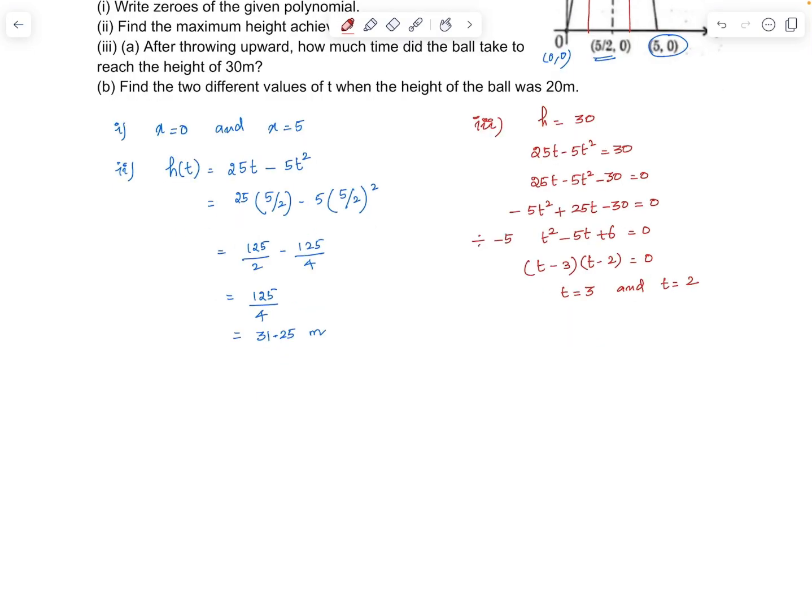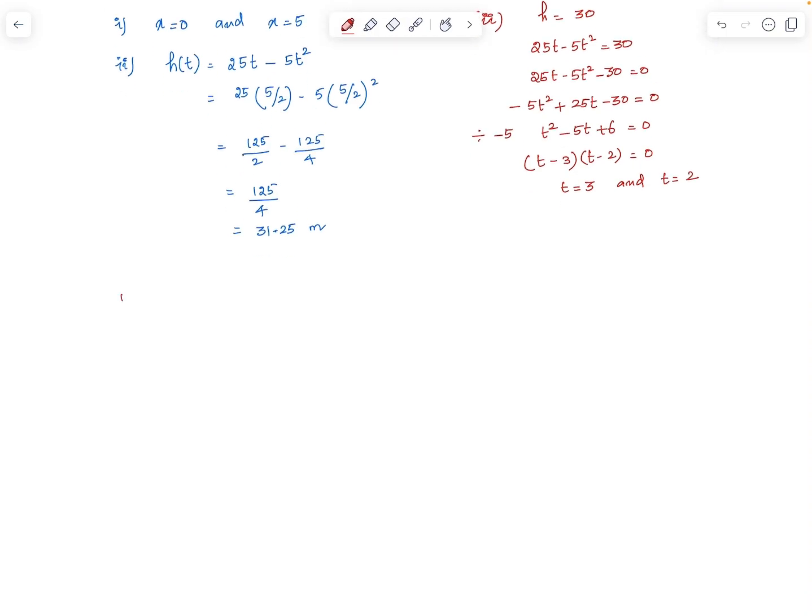Question number 3, part B. Find the two different values of t when the height of the ball was 20 meters. Now the height has to be taken as 20. 25t minus 5t square is 20. 25t minus 5t square minus 20 is equal to 0.